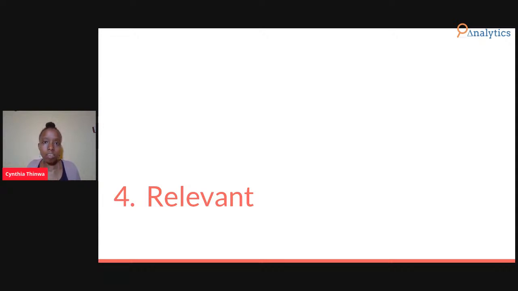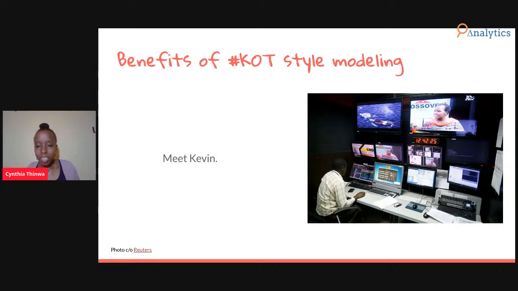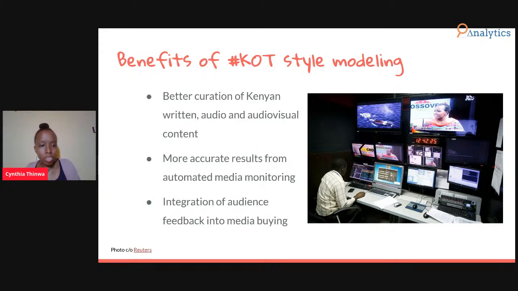And just to see its relevance, I would like to introduce you to 3 scenarios, okay? So I'd like you to meet Kevin. As you can see, Kevin is very busy running behind the scenes of NTV Kenya. And we would like to ask ourselves, what are the benefits of this style of modeling to someone like Kevin? So firstly, it would allow him to curate in a more efficient way Kenyan written, audio, and audiovisual content, instead of him having to manually watch the videos and then label them, or listen to the audio and then label it, or read the text and then label it.